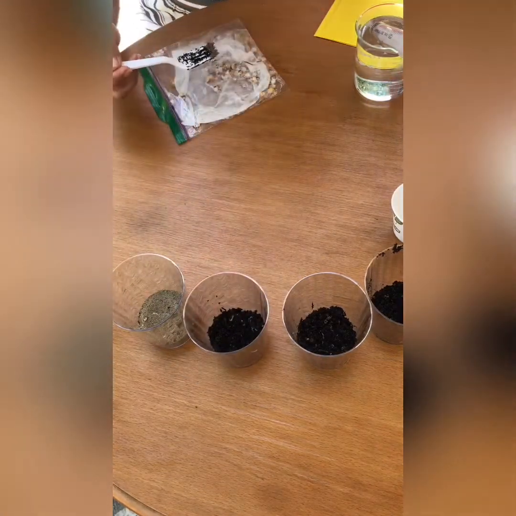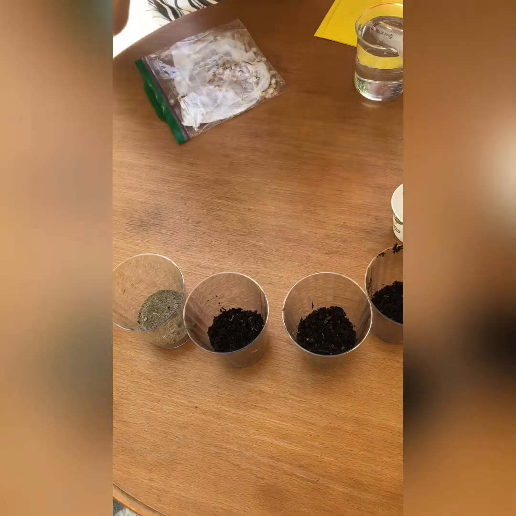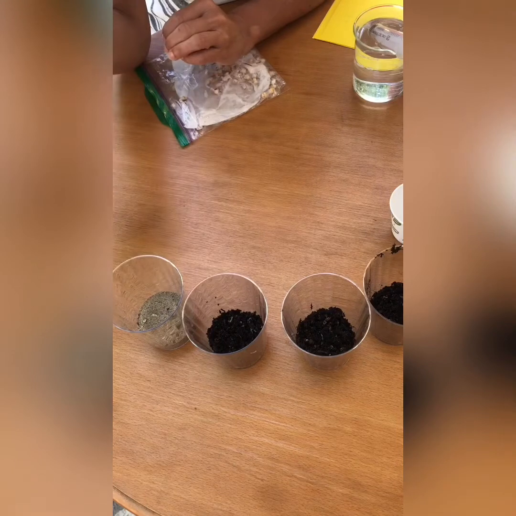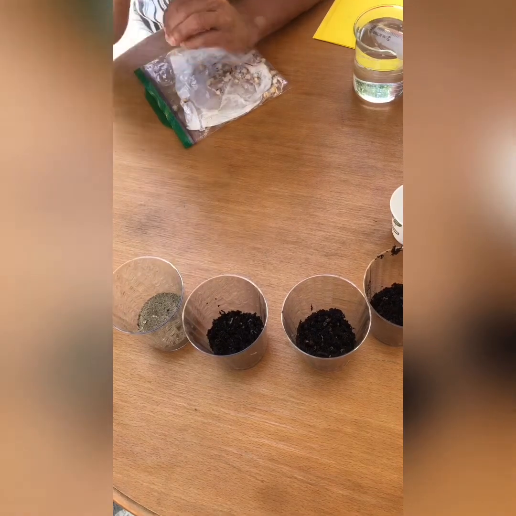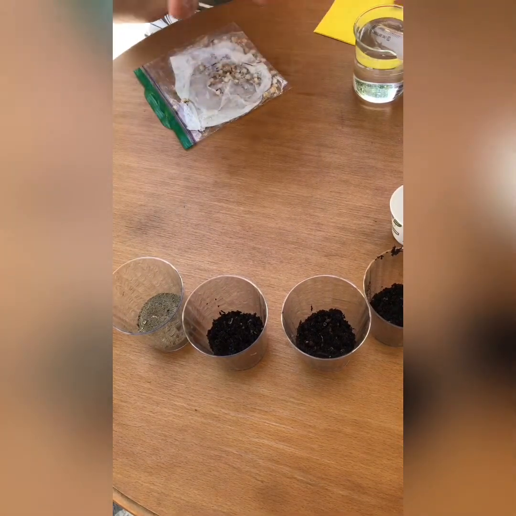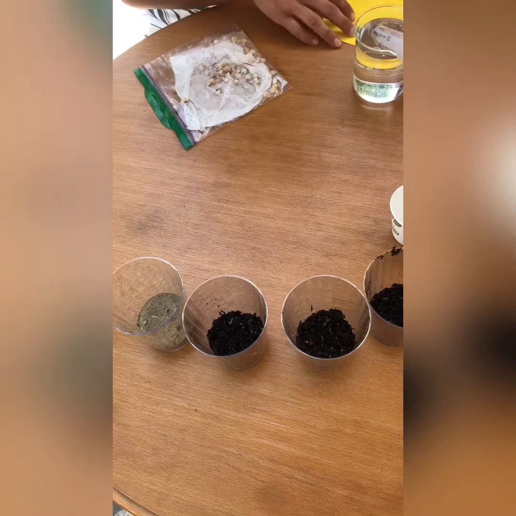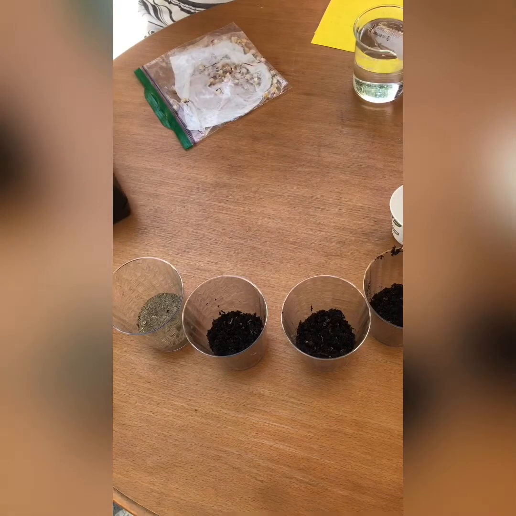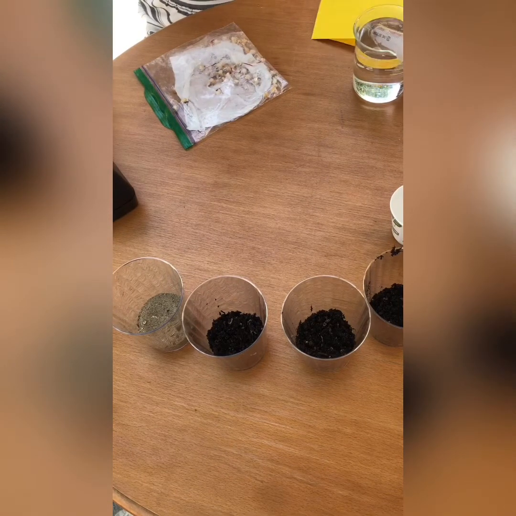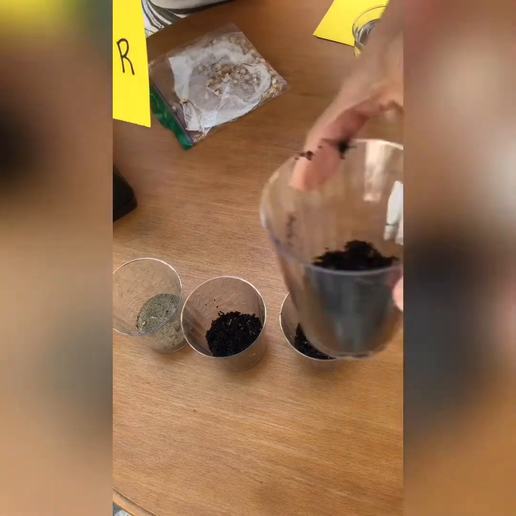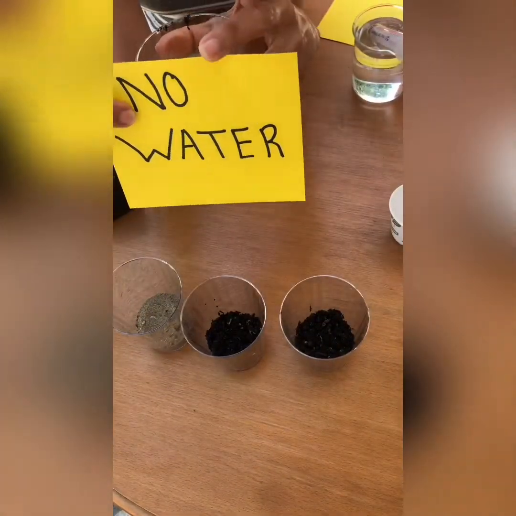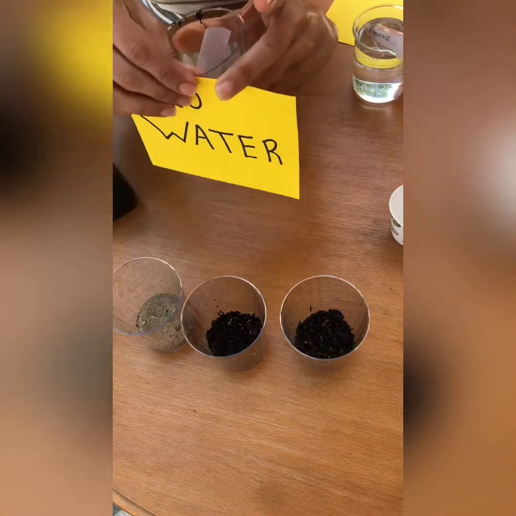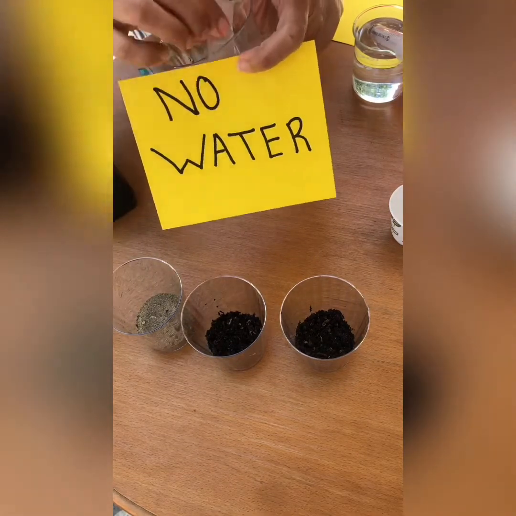Now what we're gonna do is we are going to give the cups water. We're going to give all of them water except for one. Before we get confused, let's start labeling our cups too. So you're gonna need some construction paper and some tape, and the first cup is going to get soil, it's going to get sun, but it's not going to get any water. So I'm going to label this no water.